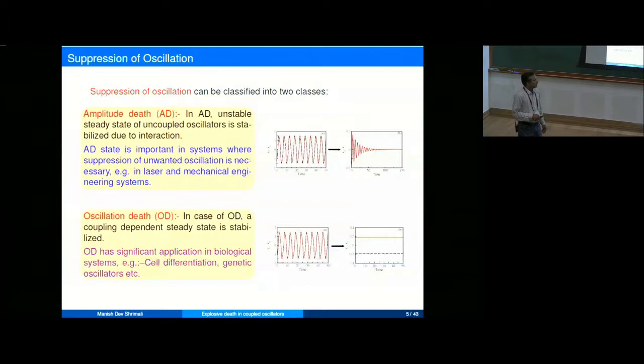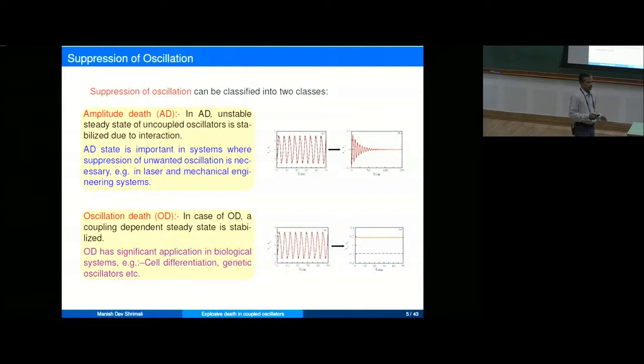The suppression of oscillations is important in many situations where oscillations are unwanted or not required. Here, even after the interaction, the system goes to its own unstable equilibrium point. So we say the system stabilizes to its own steady state, which is otherwise unstable, and this is classified as amplitude death. Another similar phenomenon is oscillation death.